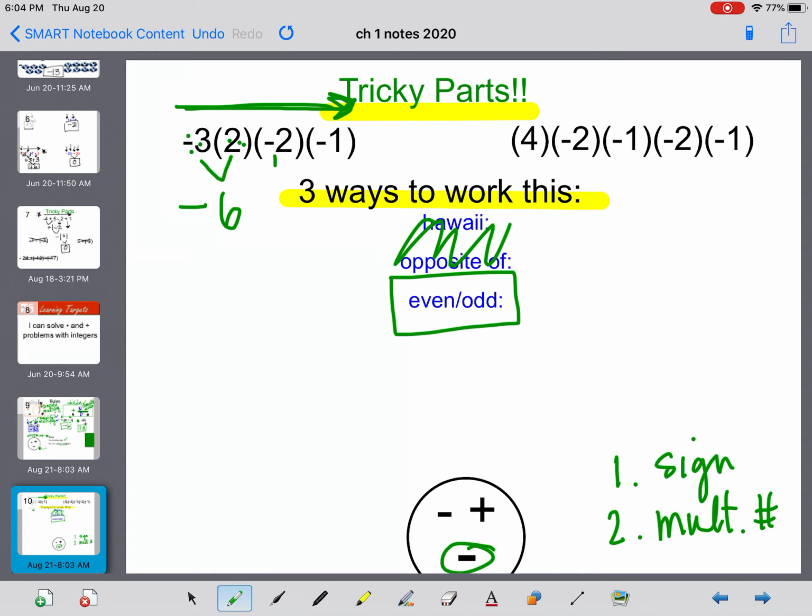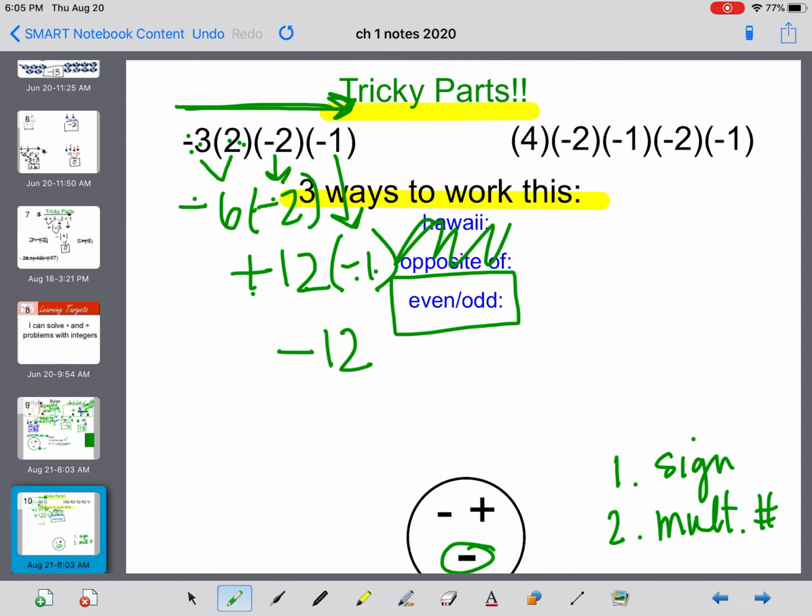Then I'm going to drop down the next one and multiply those two together. -6 times -2. Now I have the same sign, right? Negative and negative. So that answer is going to be a positive. 6 times 2 is 12. And then I'm going to drop down the -1. And now I have an opposite sign again, so my result is going to be negative. And 12 times 1 is 12. So you can always just work yourself left to right, and that will work.